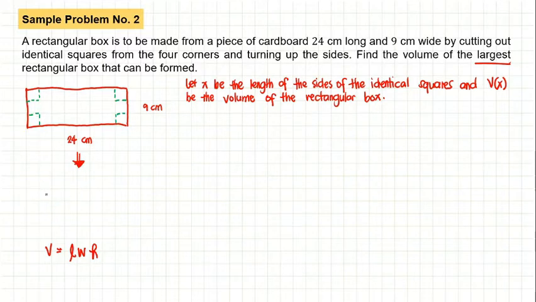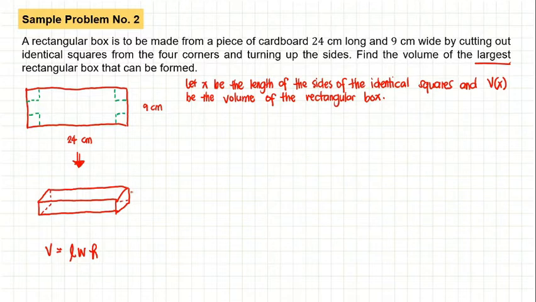So, from here, we will now have this box. Suppose this is our box here. We already cut out the squares and turned up the sides, so this is what will happen. Ayan. So, this is our box. Right? So, there are dashed lines there.